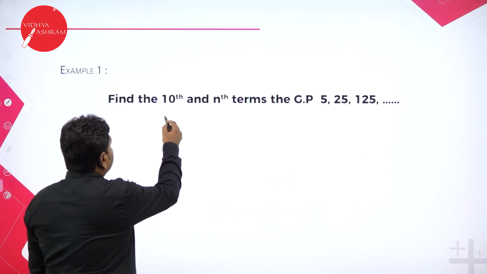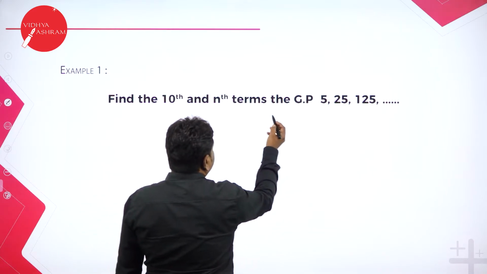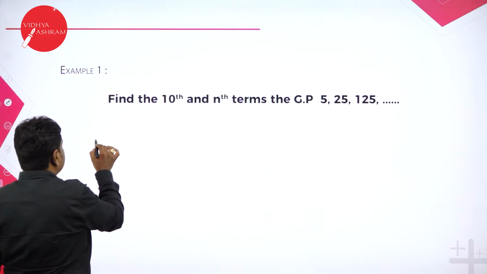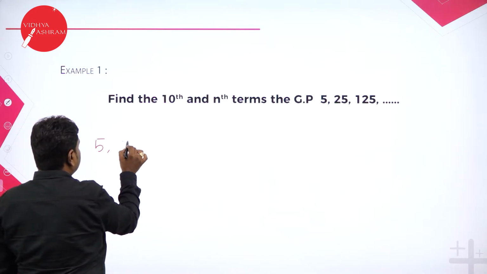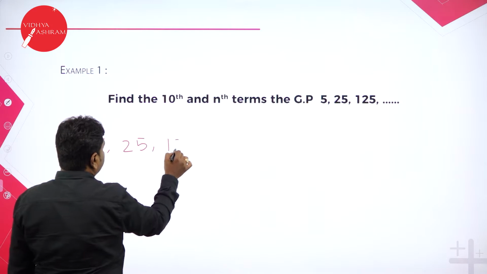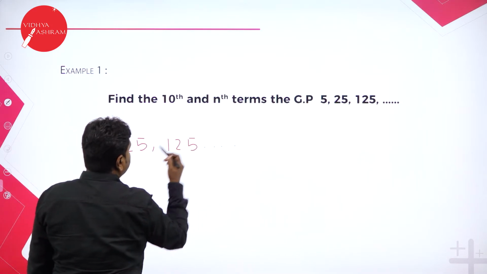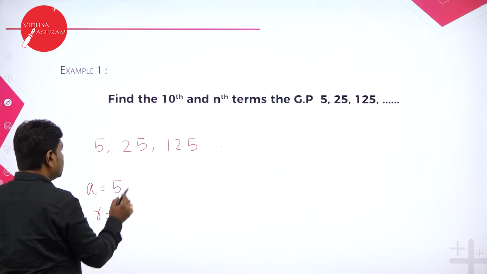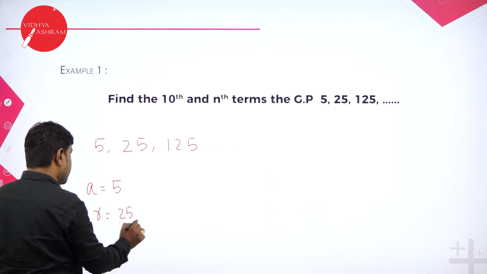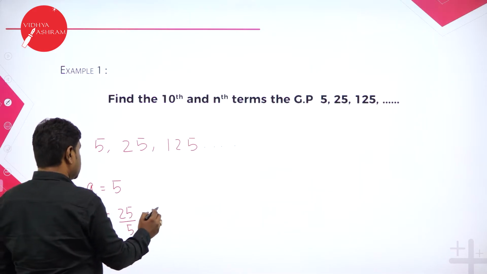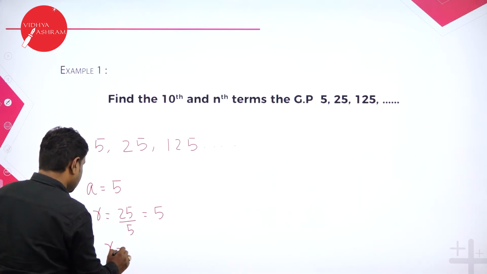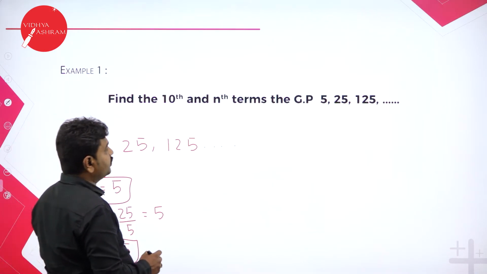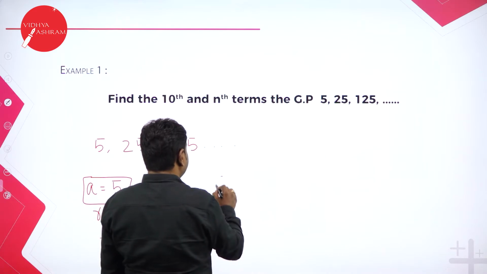Now, example 1, find the 10th and nth term of the GP 5, 25, 125. See, this is an example in your textbook, 5, 25, 125 they give. So here the first term A is 5. Common ratio means divide the second term by the first term, 25 by 5, that is 5. Common ratio is 5. Now you know A and R. They want 10th term and nth term.